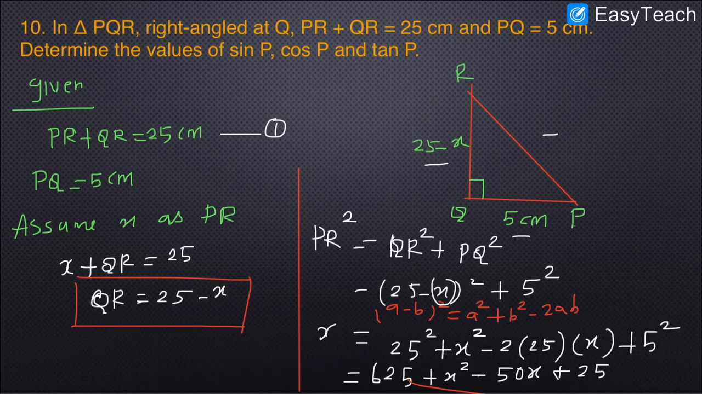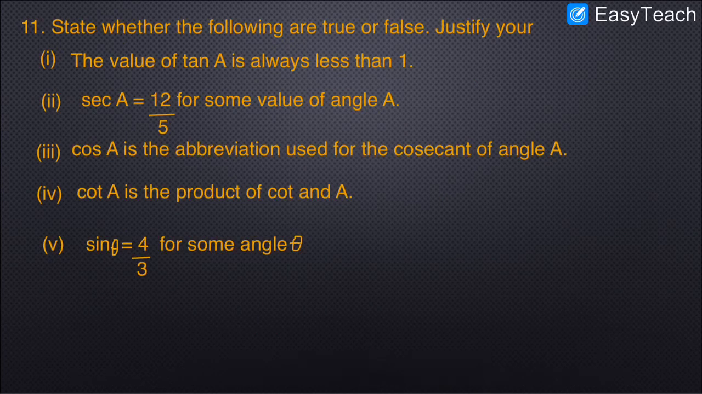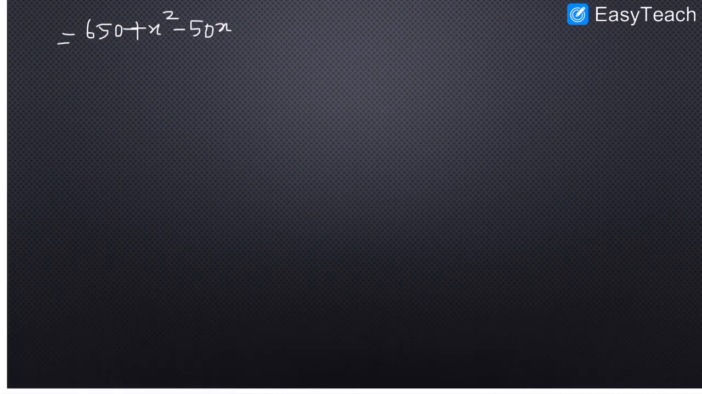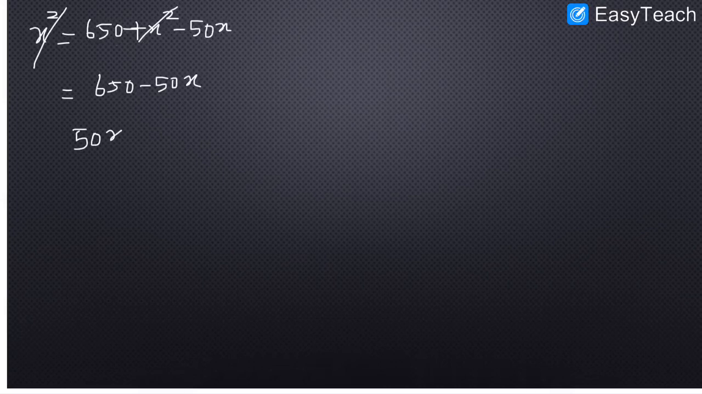On the other side I forgot to write the x square. So for PR we have to write x, so x square here, and here also we have x square. So the x square will cancel out. The remaining is 650 minus 50x.